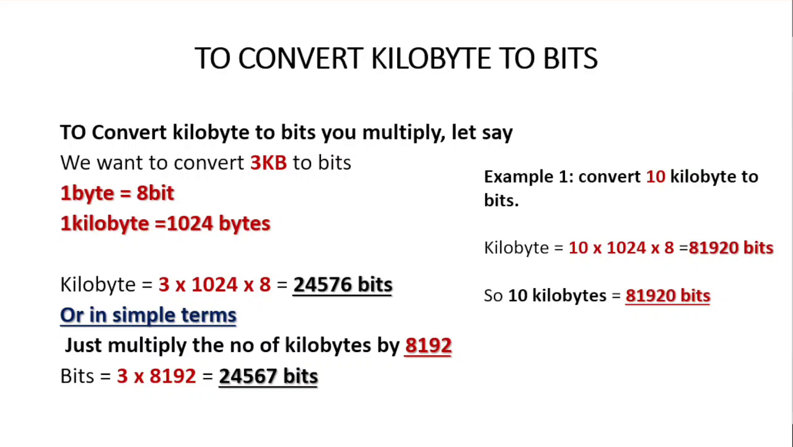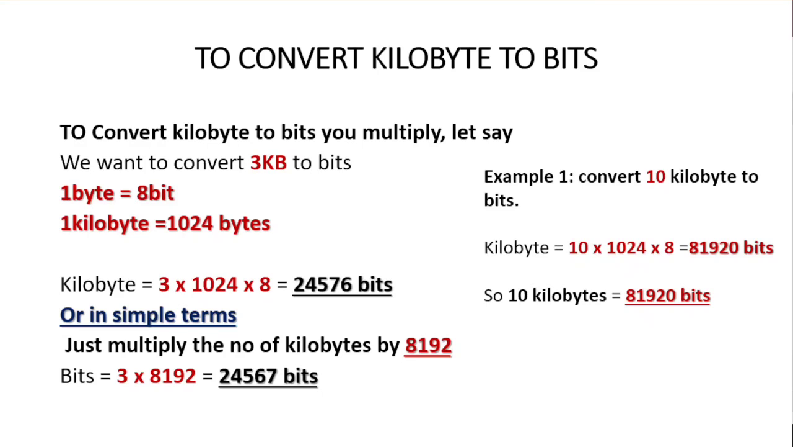So whenever you have been given a question to convert kilobytes to bits, just know that you are multiplying the number of kilobytes you have been given. For example, they say convert 3 kilobytes to bits. What you just need to do is 3 multiplied by 1024 bytes multiplied by 8 bits. Once you multiply them, it will give you the number of bits when you convert from kilobyte to bit. So you always remember that you are multiplying.